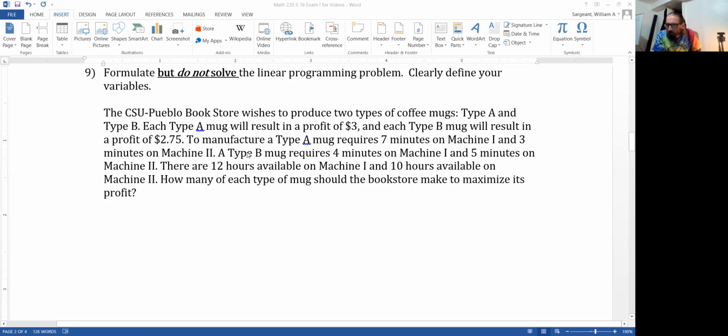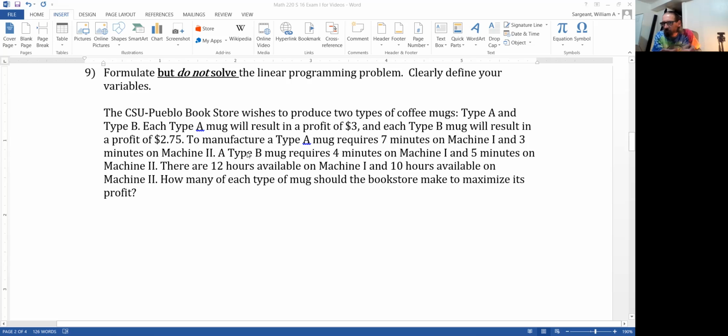Each type A mug will result in a profit of $3, and each type B mug will result in a profit of $2.75. Furthermore, we know that a type A mug requires 7 minutes on machine 1 to make it, and then 3 minutes on machine 2.